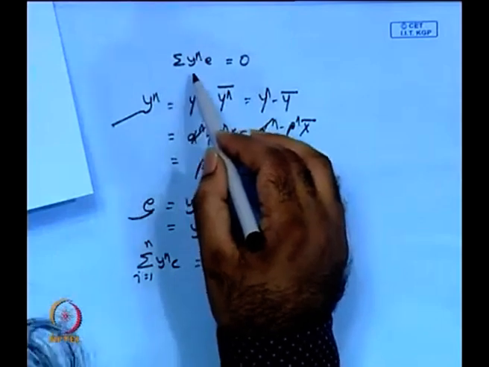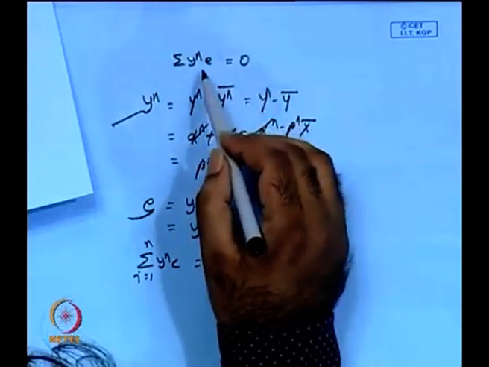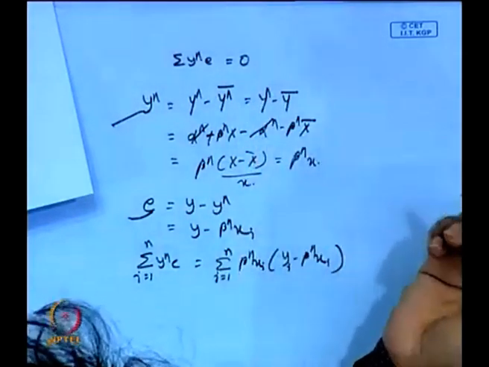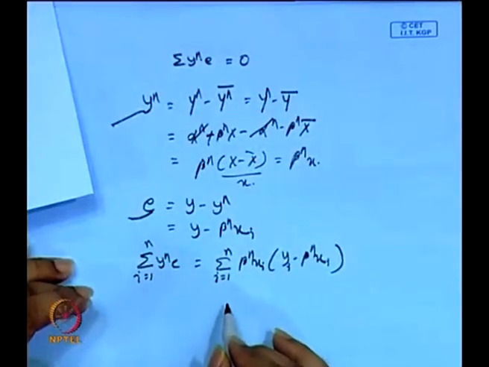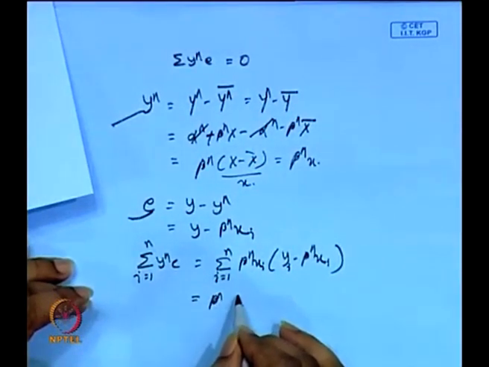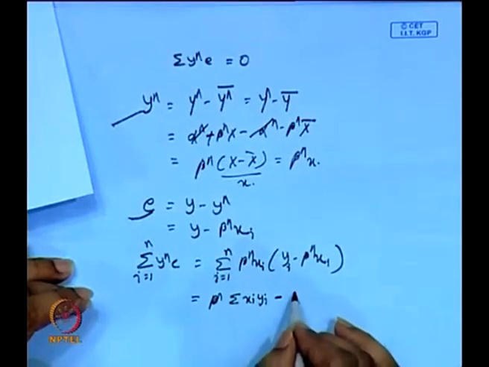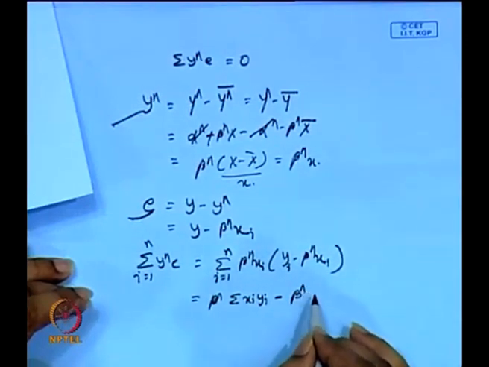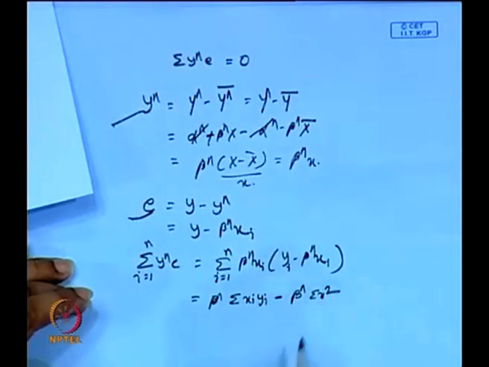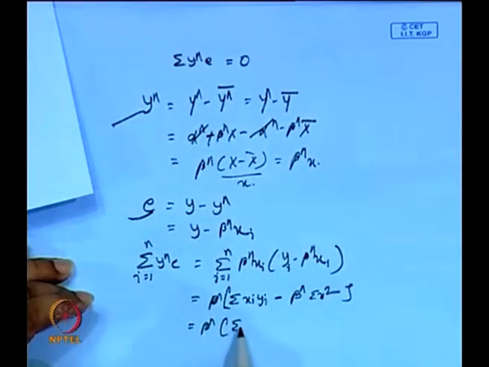The term is 2 into summation y hat e, but if we prove that summation y hat equals 0, then obviously 2 into 0 equals 0. So now what we have to do? Here we just take beta hat common. Then summation x_i y_i minus beta hat summation x squared. Taking beta hat common, it is beta hat into summation x_i y_i minus, what is beta hat? Beta hat is nothing but summation x_i y_i divided by summation x squared.